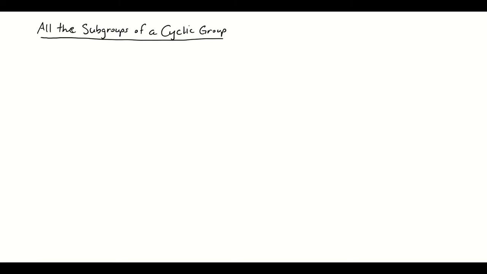In the previous video, we talked about subgroups of a cyclic group, and in this video, we're going to talk about all the subgroups of a cyclic group, meaning that we're going to try to characterize all of the subgroups of a given cyclic group. So one thing that we talked about in the last video is that there's basically two different kinds of cyclic groups, two different kinds of cyclic groups.